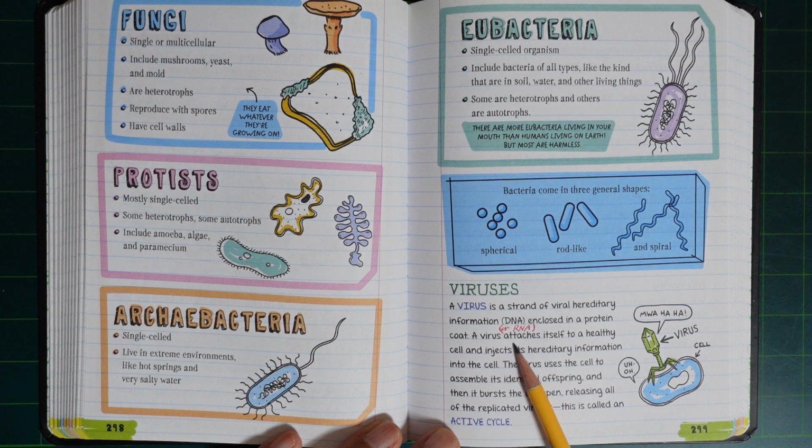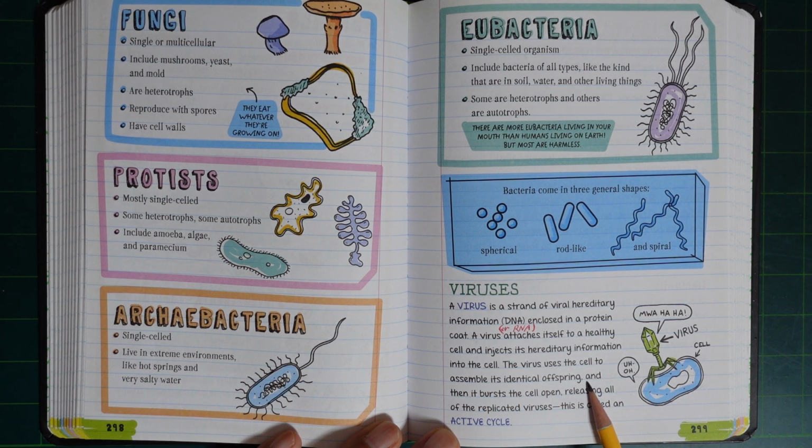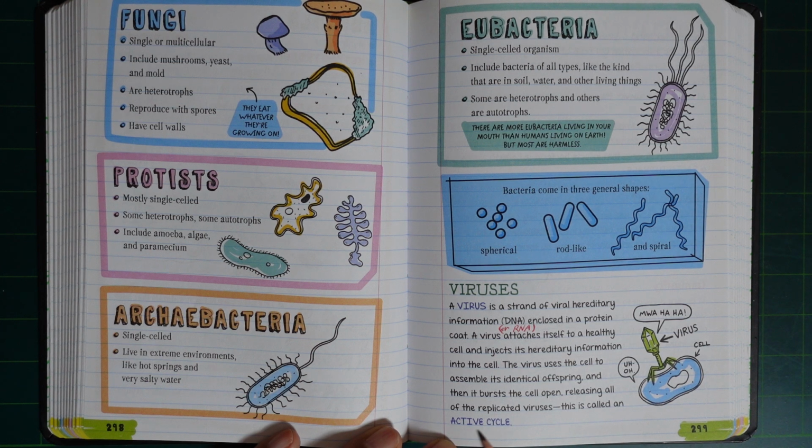A virus attaches itself to a healthy cell and injects hereditary information into the cell. The virus uses the cell to assemble its identical offspring, and then it bursts the cell open, releasing all of the replicated viruses. This is called the active cycle.